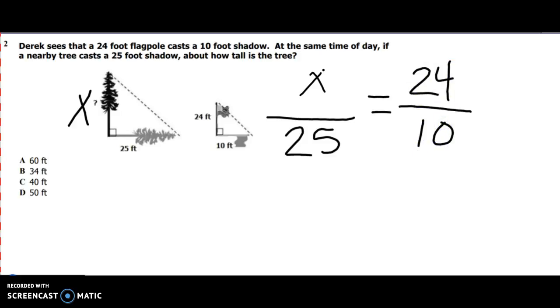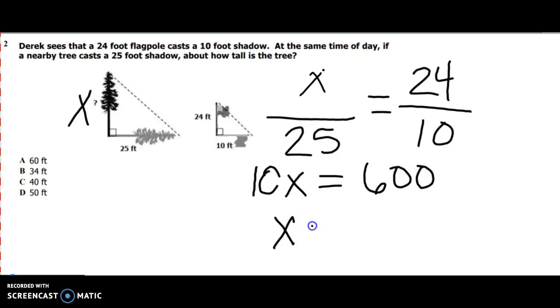And then we basically cross multiply. So we've got 10x is equal to 25 times 24. That's 600. If we divide that by 10, we get x is equal to 60. So our answer here is A. You could have set up x over 24 equals 25 over 10, and you still would have gotten the same answer. Remember, compare same items to same items.